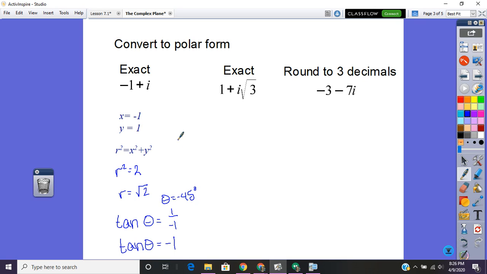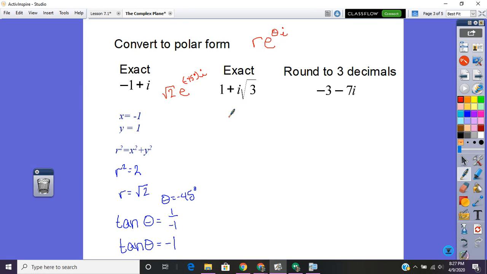Now, if you recall our form we write this in, that's where it gets a little bit trickier. So I'm going to write it up here. This will be r e to the theta i. So our r was square root 2, so we'd have square root 2 e to the -45 degrees times i, and that's our answer there.